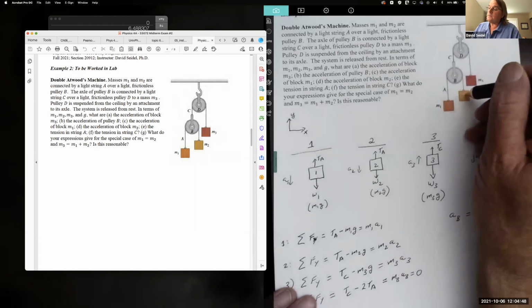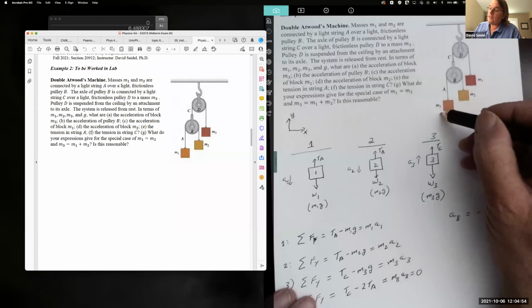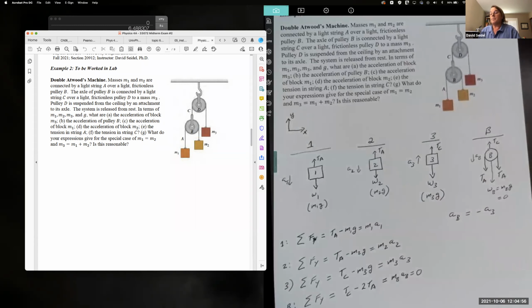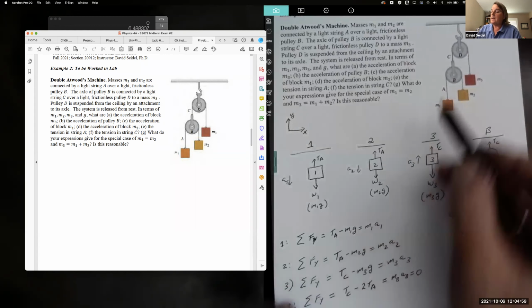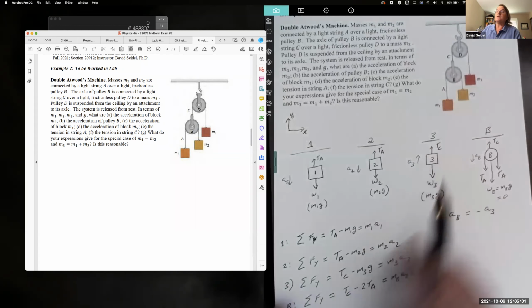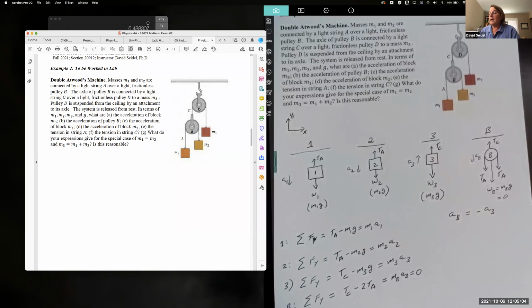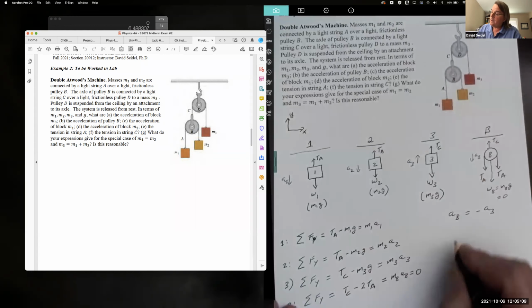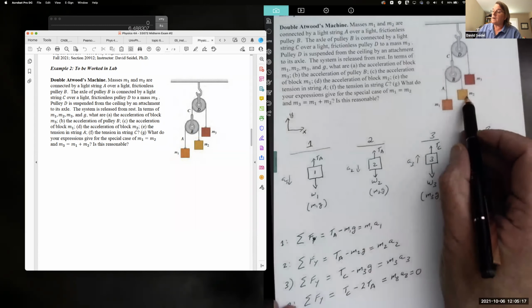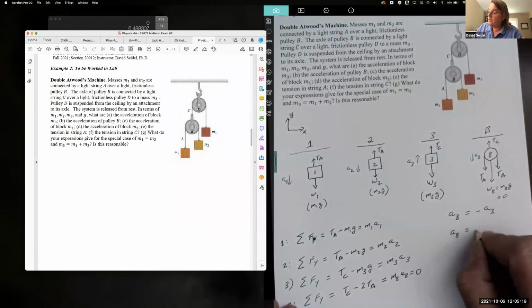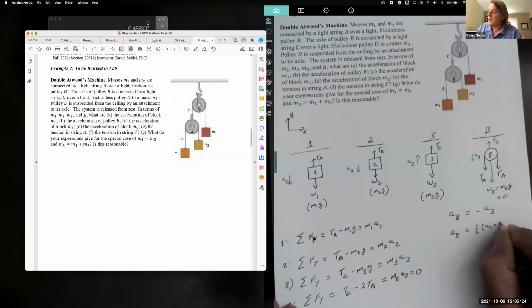Okay, if this one's going down at, say, 2 meters per second, and this one's going up at 1 meter per second, then the whole system is going down at an average of that acceleration. So the acceleration of B is equal to the average of the accelerations of 1 and 2, which is just 1/2 (A1 plus A2).